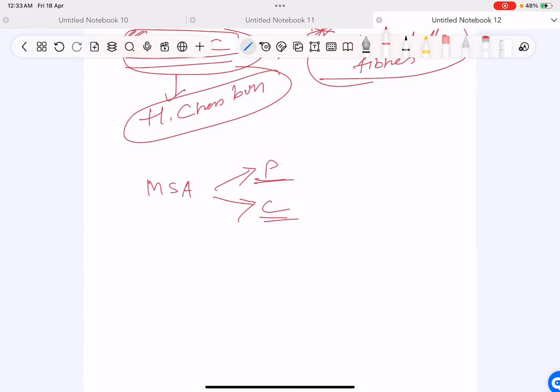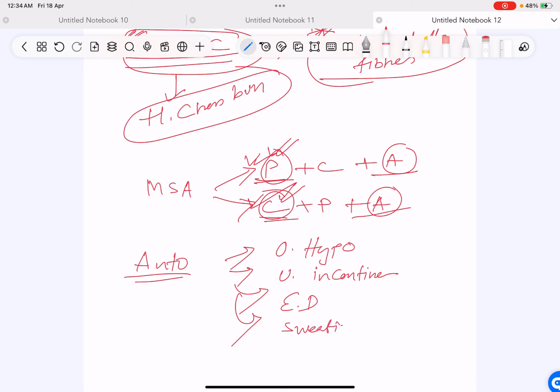And what is also associated with MSA-P and MSA-C is autonomic dysfunction. Autonomic dysfunction is seen in both MSA type P and MSA type C. Examples of autonomic dysfunction: orthostatic hypotension, urinary incontinence, erectile dysfunction, sweating abnormality. These are all features of autonomic dysfunction.